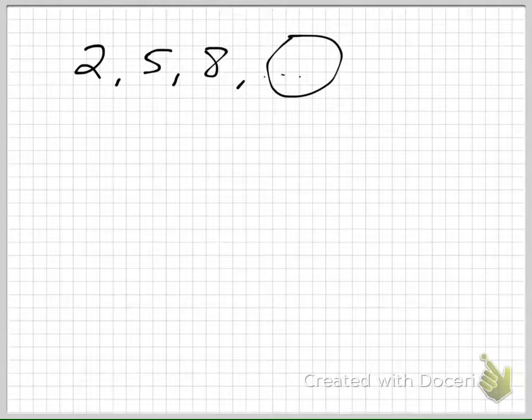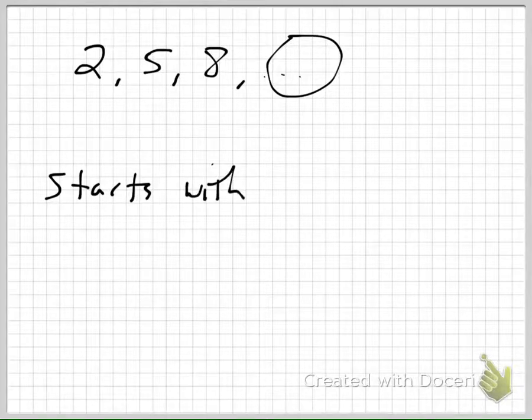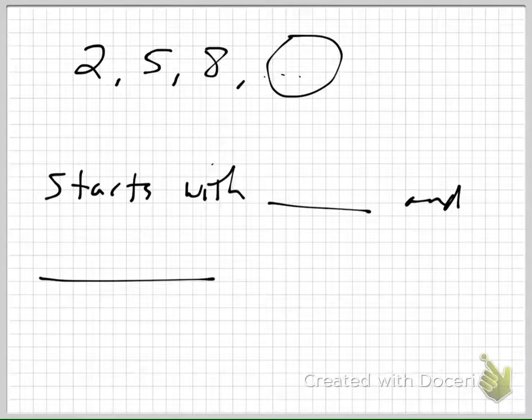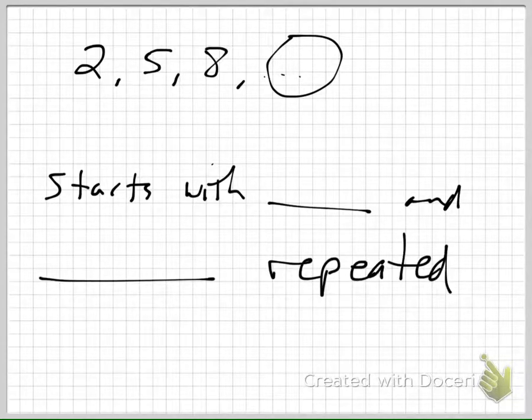Here's the deal. You want to write a rule for this sort of thing. This is how you write a rule for number patterns. Are you paying attention? This is how you write a rule. You would say that this rule is that it starts with blank and blank repeatedly. Now, this is the basic pattern for writing a rule.